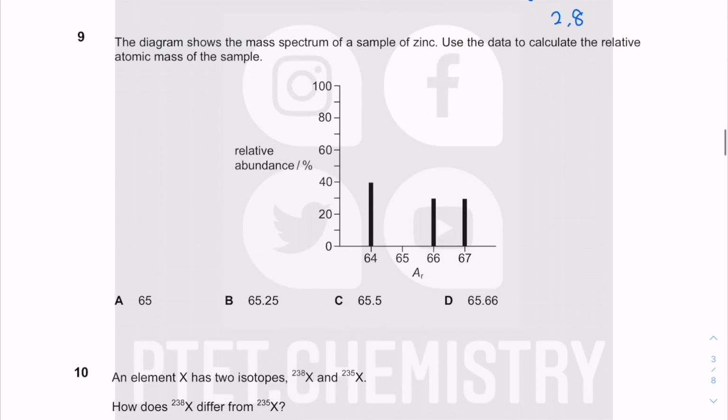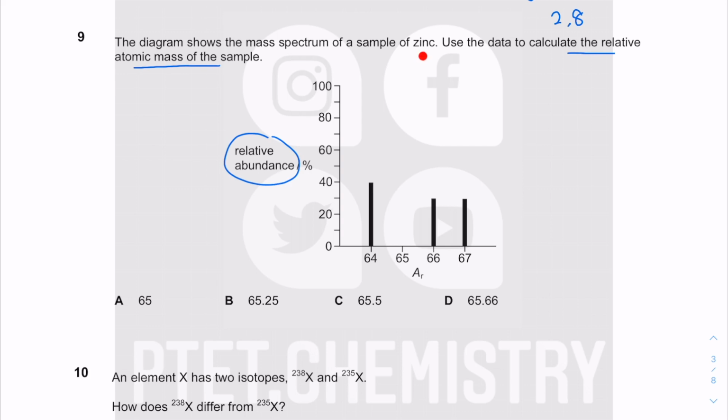Question 9 is something that is quite new in the O-level syllabus, at least for the 2023 syllabus. You are expected to know this thing which used to be in the AS level, which is first year of A-level chemistry. Now it has moved to O-level, and in the syllabus it says you are expected to calculate relative atomic mass. So here it is, to calculate relative atomic mass of this sample based on the relative abundance given.